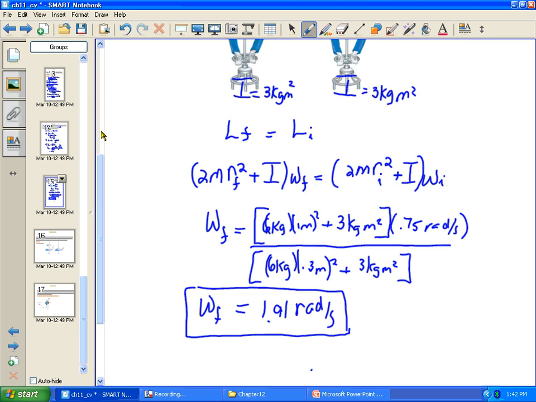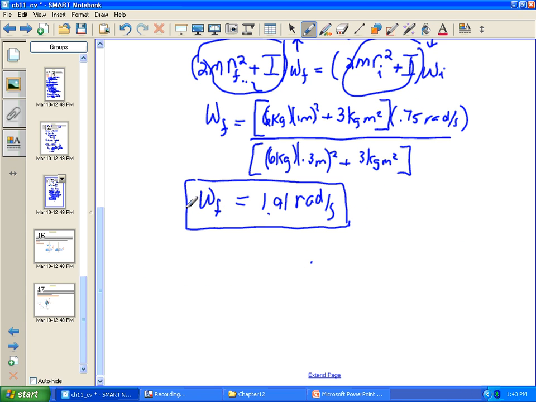Because the angular momentum must remain constant. If the moment of inertia becomes smaller than it was initially, then the angular speed has to become larger, so that the product is still equal to the larger moment of inertia times the smaller initial angular rate of rotation. So this is part A of our problem.